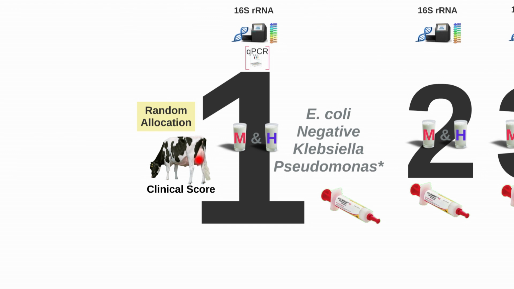This is the breakdown of our bacteria. We found gram-negative bacteria: E. coli, Klebsiellas, and Pseudomonas. E. coli represented the big majority of it, and therefore I'm going to only focus on those results. And at every sampling point, we collected samples from the mastitic and the healthy quarters immediately before administration of intramammary treatment.